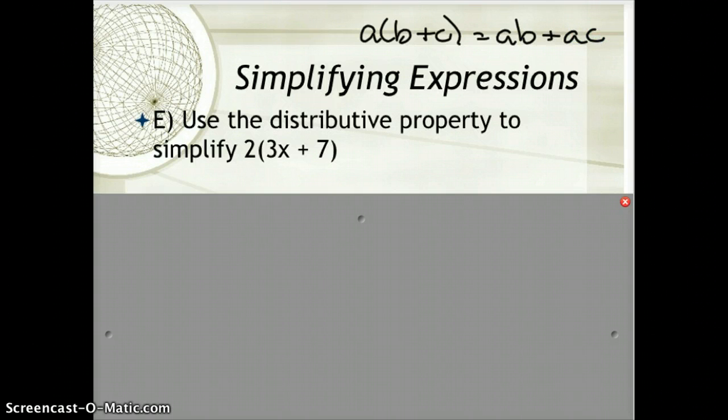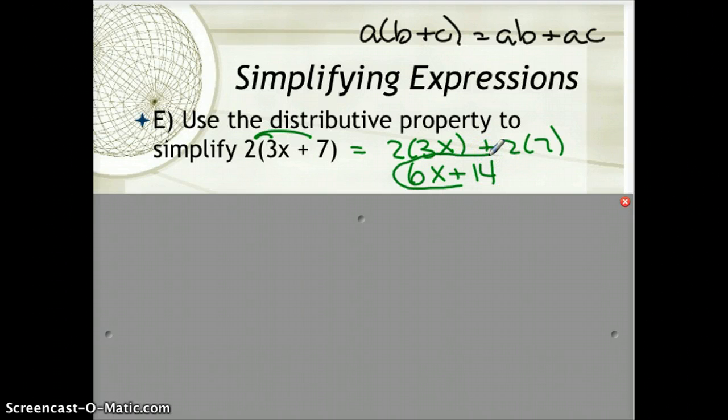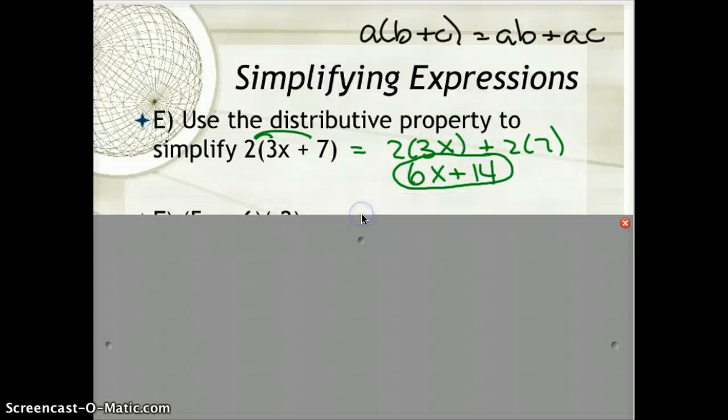So here I'm going to take this 2, which is outside the parentheses, and I'm going to multiply it by each part that's in parentheses. So this is going to be the same thing as 2 times 3x plus 2 times 7. And we want to simplify this as much as we can. 2 times 3x, we usually write that as 6x. 2 times 7 is 14. So we have an answer of 6x plus 14. 6x and 14, they're not like terms, which we'll talk about later, so we can't add them. And 6x plus 14 is our final answer.